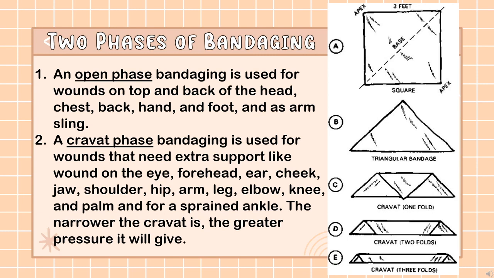This is used for wounds that need extra support like wound on the eye, forehead, ear, cheek, jaw, shoulder, hip, arm, leg, elbow, knee, and palm, and for a sprained ankle. The narrower the cravat is, the greater pressure it will give.